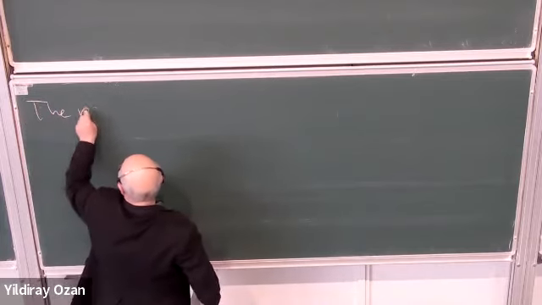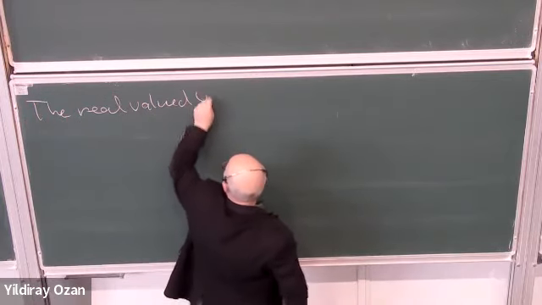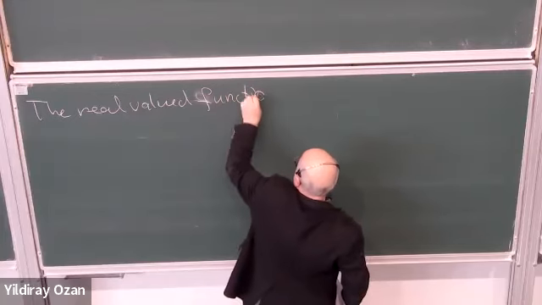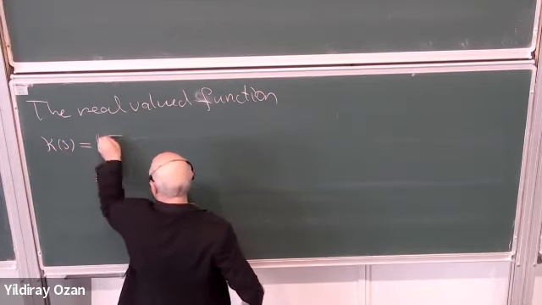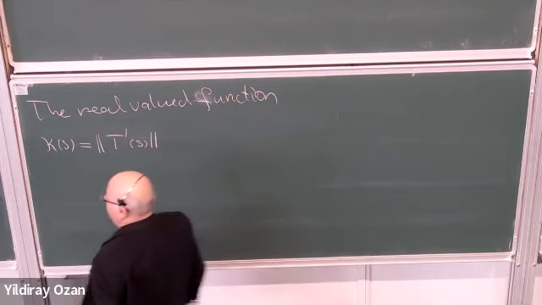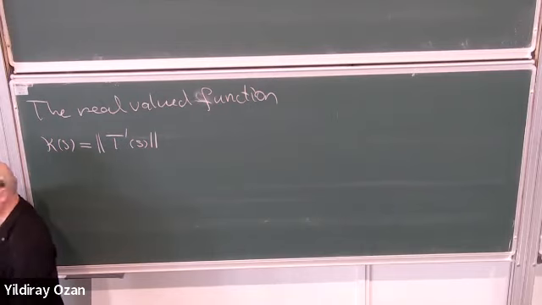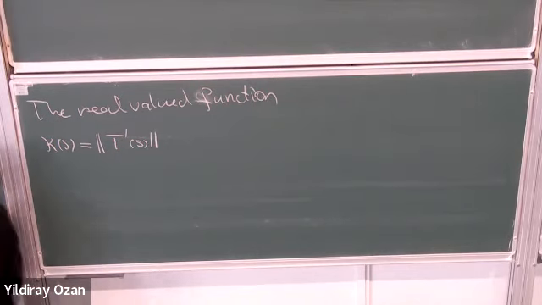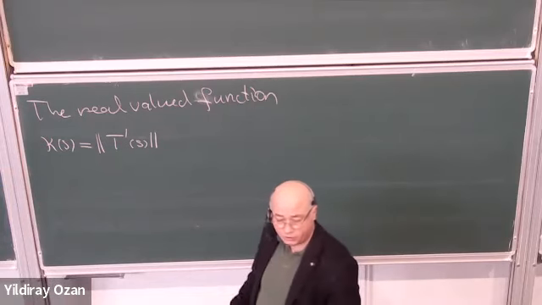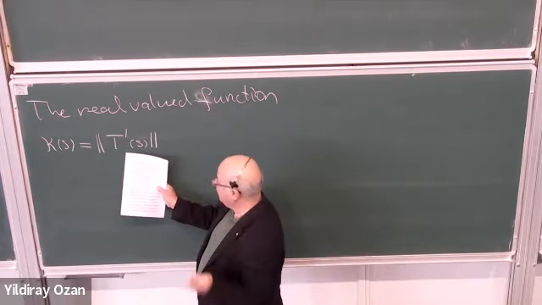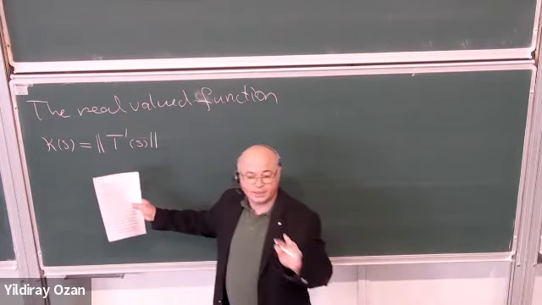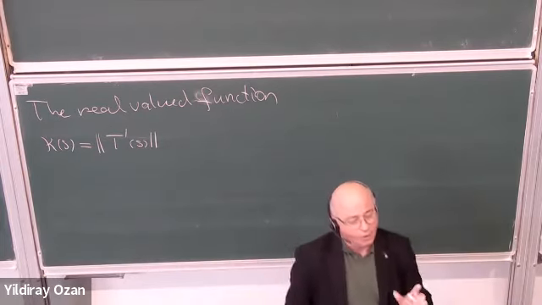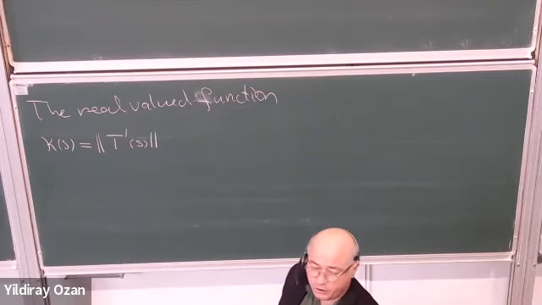The real valued function kappa s. What is this? This is just the norm of the derivative vector. T of s is a unit vector, but T prime of s doesn't have to be unit speed. I mean, this doesn't have to be a unit vector. It might be bigger than or smaller than one. The length of that derivative vector, the derivative of the velocity vector, kind of the acceleration vector, is the norm of the acceleration vector. Of course, that is the numerical value of the acceleration, right?